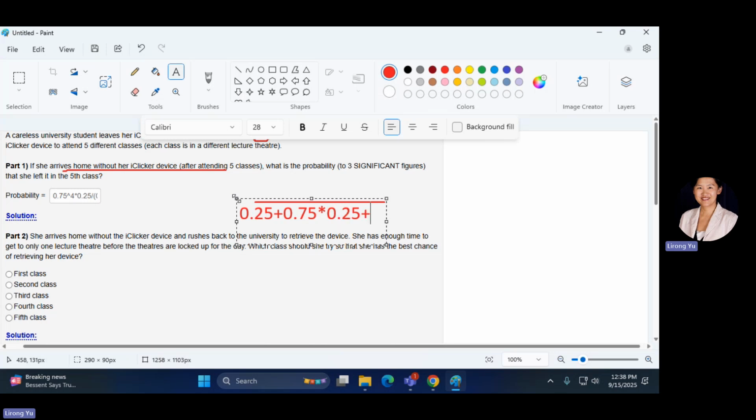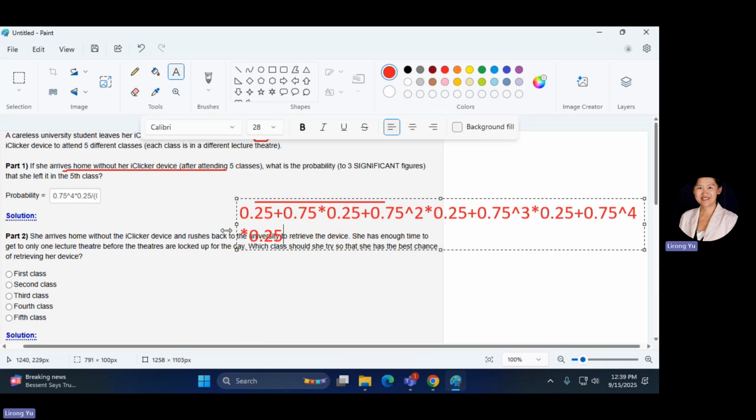And then I do a summation because it's an or relation. Or maybe 0.75 times, didn't leave it in the 1st one or the 2nd one, she left it in the 3rd class. So 0.75 raised to the power 2 and then multiplied by 0.25. That's the 3rd class. Then in the 4th class, that's where she left the clicker, and then lastly 0.75 to the 4th, not in the first 4 classes, in the 5th class she left it.